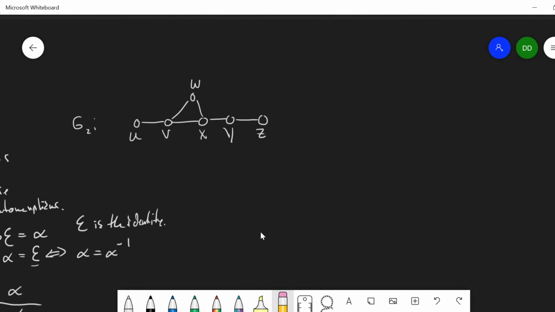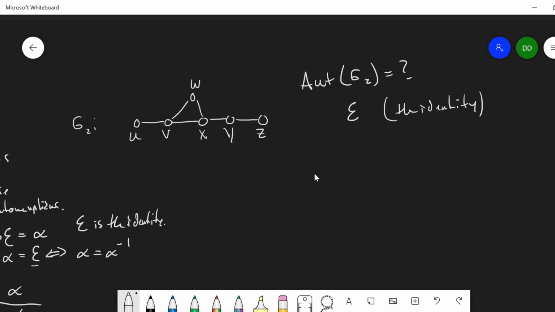Question: given any graph, what is the automorphism group of the graph? So we'll say the automorphism group of G2. What is it? Well, we always get the identity automorphism, so we'll call it epsilon here again, and I'll just say the identity. And then, are there any more automorphisms? Well, I claim there aren't any. And here's my argument. You might have a different argument, but this one works.